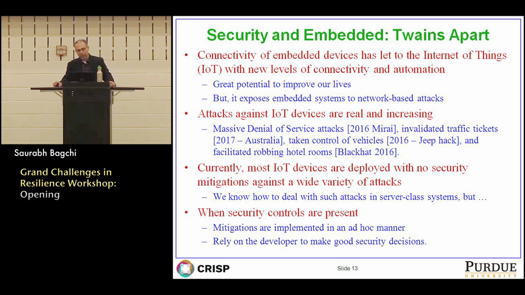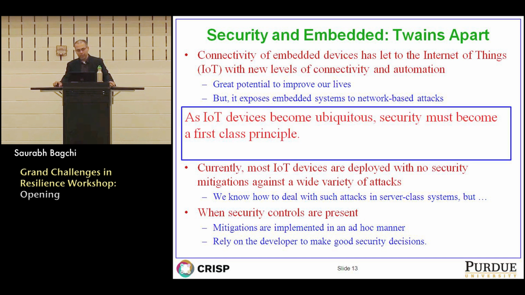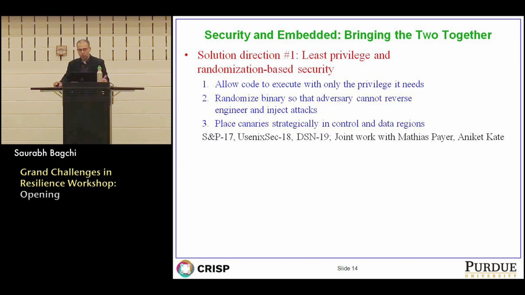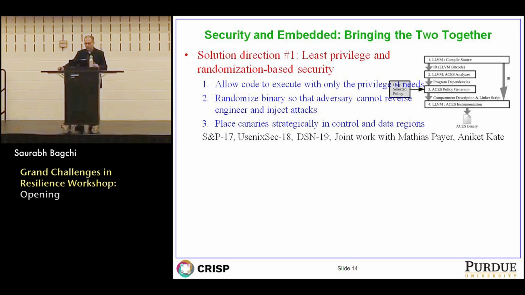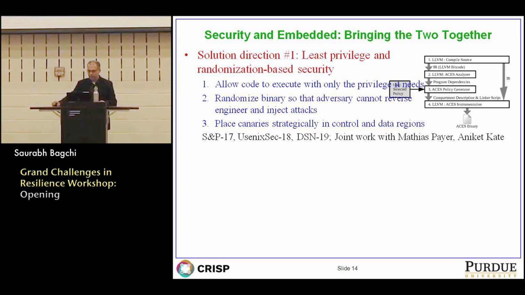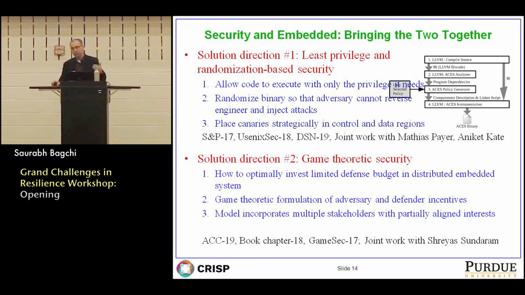So this project is looking at, can we systematically build in some of these protections so that the IoT world, embedded world, and the security world come closer together, and security becomes a first-class principle, just as energy is a first-class principle in building these systems. So there are 2 solution directions that are currently being explored. One is to use least privilege and randomization-based security. So this is joint work with Matthias Spar and a faculty member here in the center, Aniket Kate. And the second one is looking at game theoretic security, where if you cannot protect every asset in your system, how do you logically, systematically, formally define which assets you want to protect?